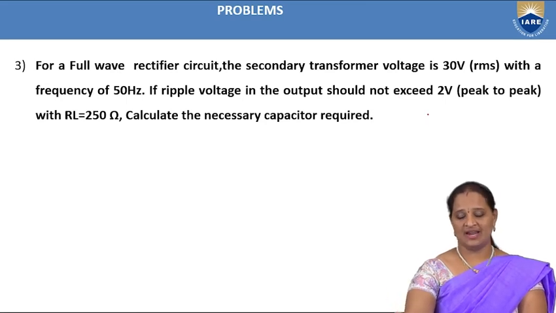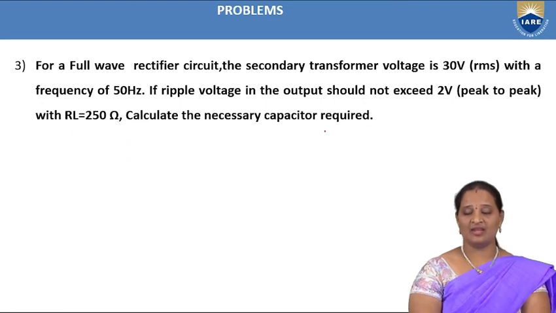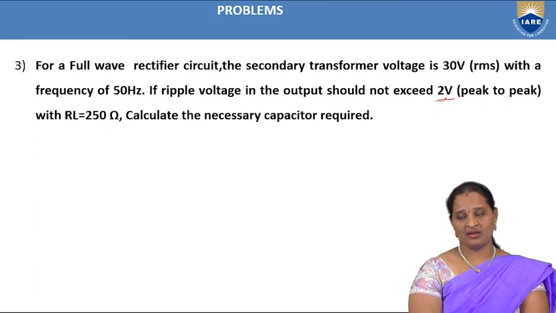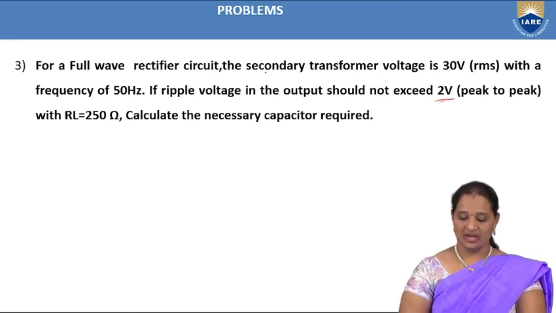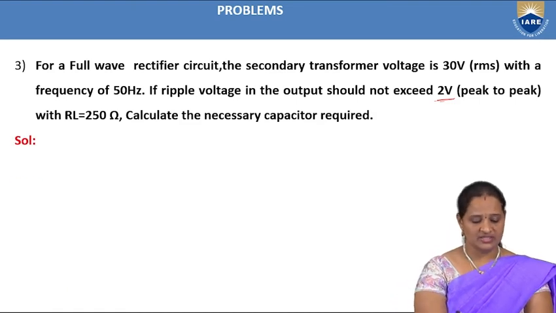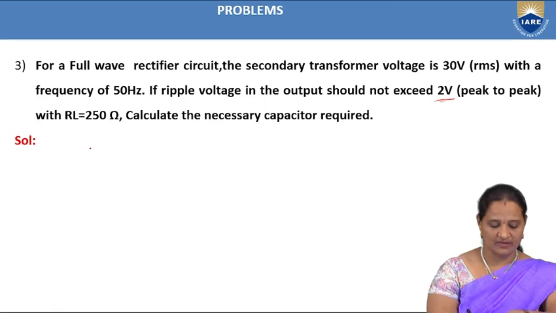It should not exceed that, and such that the load resistance is given, and he asked us to find out, in order to have a ripple voltage not greater than 2 volts peak to peak, what must be the capacitor that we need to use? That is the question. So first let us list all the parameters that are given here.